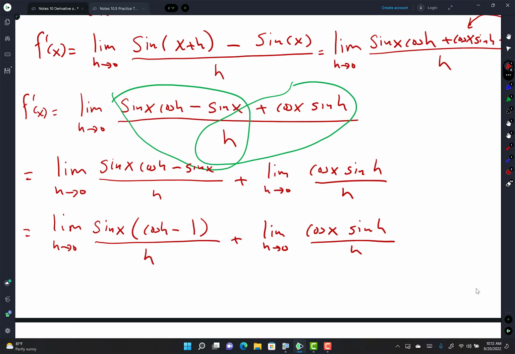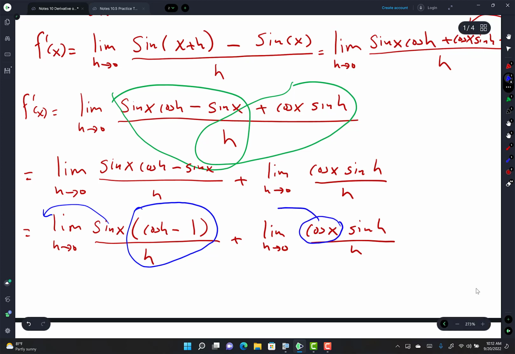This is a sine x. This cosine h minus 1 over h, this is what I'm going to group together. And I'm just going to move the sine x outside right there. I'm going to do the same thing with the cosine x, guys, because it's not being affected. There's no h on it. It's a cosine of x. So here we go. I'm going to write it like this.